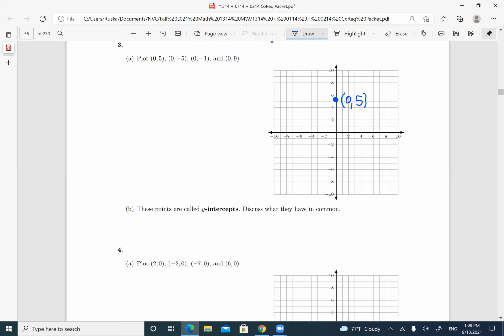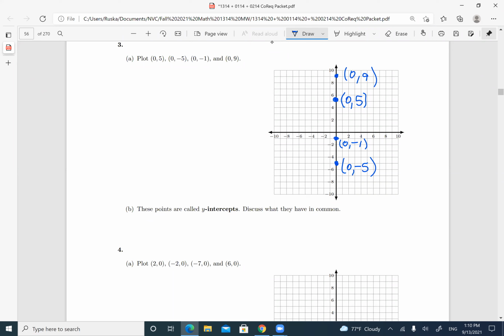So it's technically on the y-axis. The other one is 0, negative 5. So it's going to be down here. So this is 0 and negative 5. So it's negative 5 on the y-axis. And then you have 0, negative 1 is the next one. So it's going to be over here. And then we have 0, 9, between 8 and 10. That's the other one. So looking at those 4 points, all of them have first number 0, right?